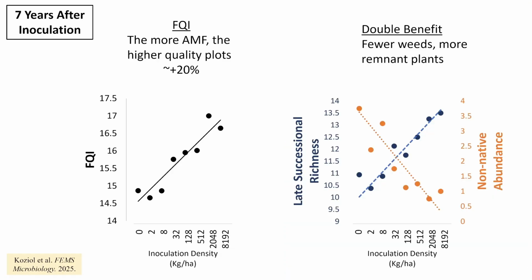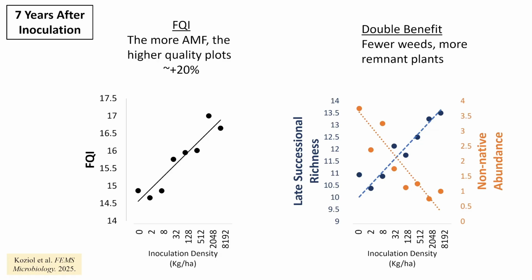Jumping into what plants are responding, here in blue is our late successional plants. Remember, those are the ones with the higher mycorrhizal response. In the field, as we add more and more AMF, we see more and more of these species. Their richness improves about 40% with those highest densities of AMF added.